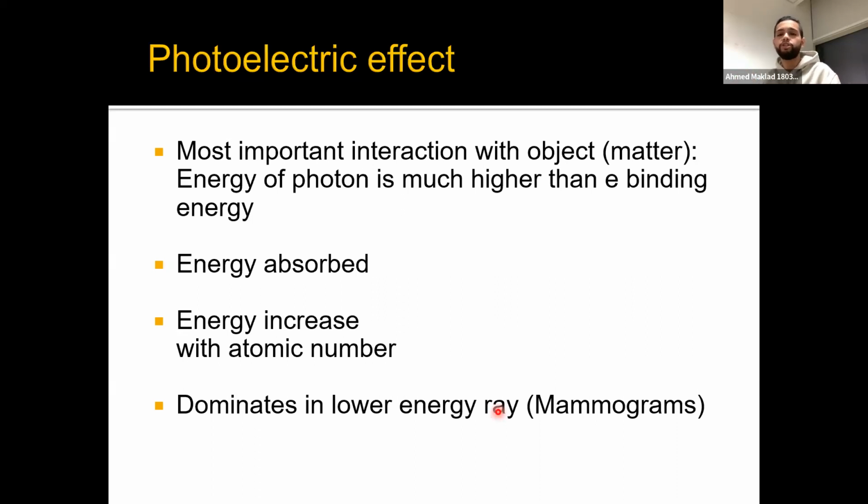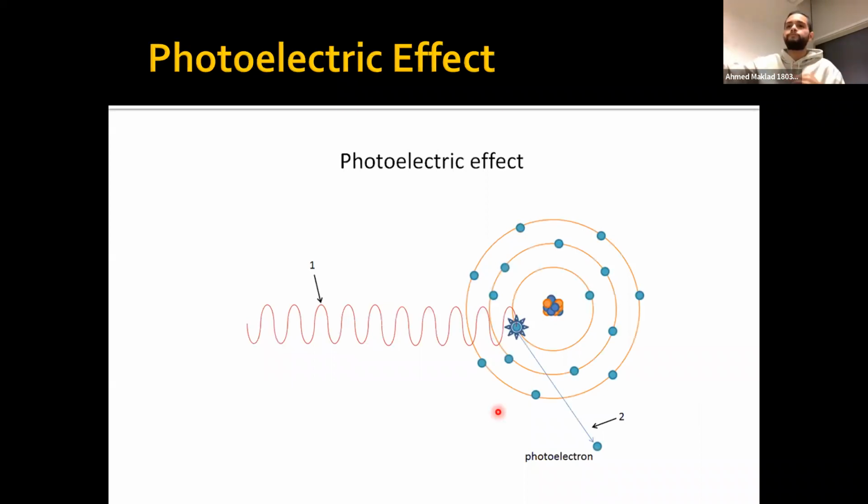So what happens is that the energy of the photon that is coming is much higher than the electron binding energy. Let me show you. All right, there we go. This is the photoelectric effect. You have the photon coming, and this photon will interact with an inner shell electron, just like in the X-ray tube. What will happen is that it's going to go and interact.